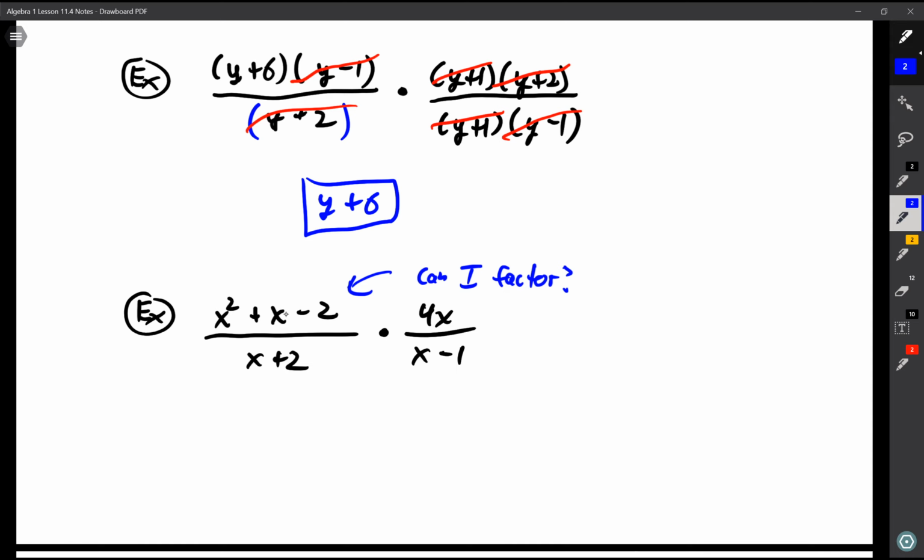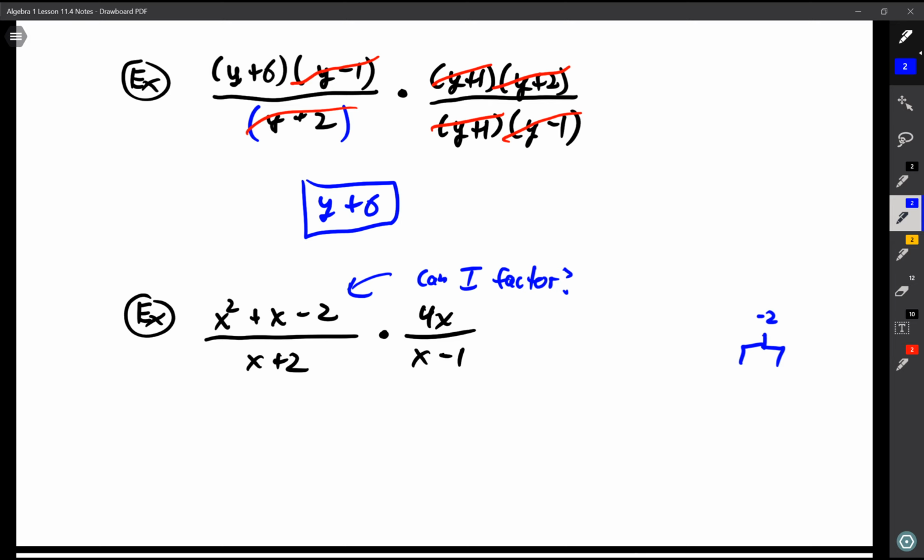So it's a 1x squared. So this again is where I can just pull that negative 2 and look for two numbers that multiply to equal negative 2 and add to equal a positive 1, because this is a plus 1x, a positive 1. So 2 and negative 1. 2 times negative 1 is negative 2. 2 plus negative 1 is 1. So then this numerator factors to be x plus 2 times x minus 1.